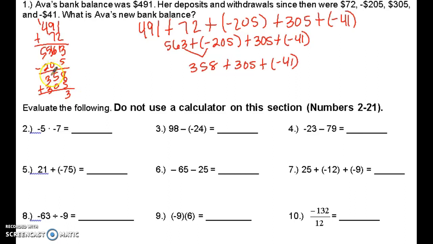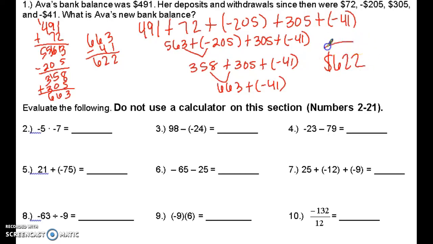8 plus 5 is 13. 1 plus 5 is 6. 3 plus 3 is 6. 663 plus -41, my signs are different, so I subtract. 3 minus 1 is 2. 6 minus 4 is 2. Bring down your 6. Her balance is $622.